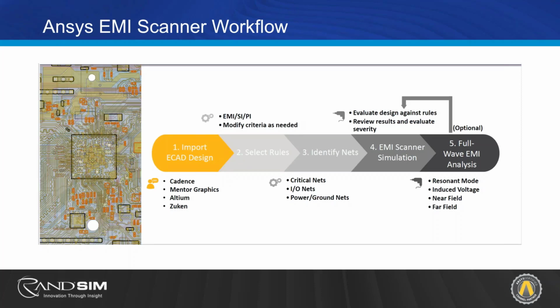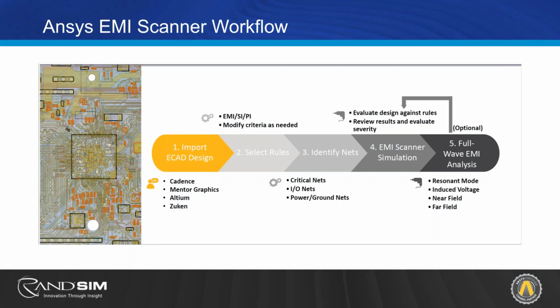So this brings us into how the Ansys EMI scanner workflow can help us with this process. So the goal from the previous slide is to minimize the amount of changes that are required in a revised board and minimize the amount of EMI that could potentially show up when we take it to the lab for evaluation. And so the workflow for the EMI scanner goes as follows.